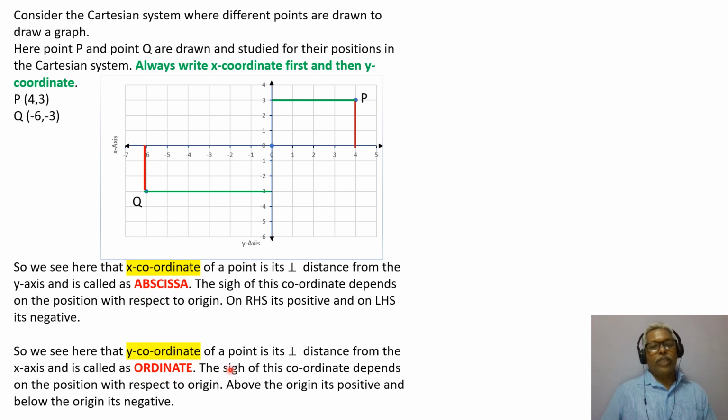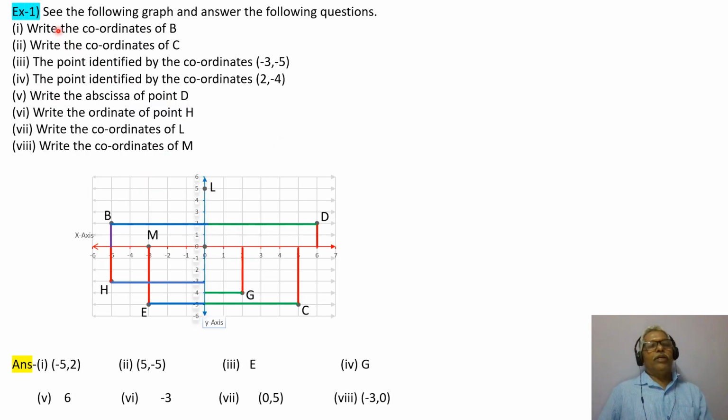The sign of this coordinate depends on the position with respect to the origin. We are talking about the y-axis. Above the origin, it's positive, and below the origin, it's negative. So study this, and this will help you in drawing points and hence drawing graphs. After having studied so much about the Cartesian system, we will now try to solve some problems and get acquainted with the system.